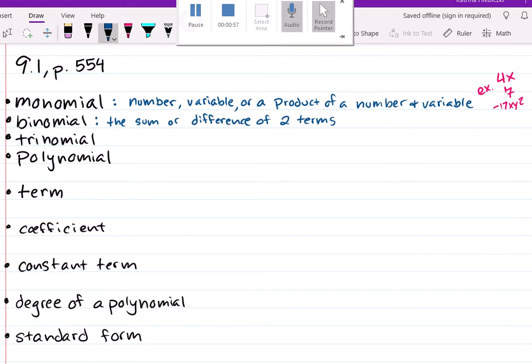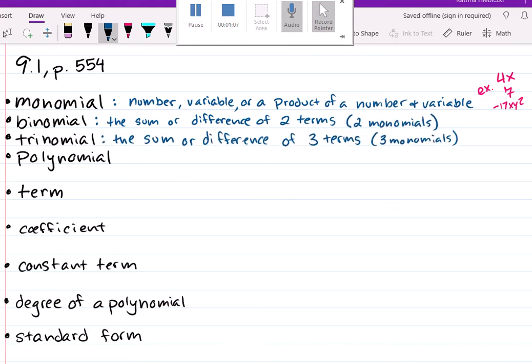A binomial is the sum or difference of two terms, so I would have two monomials. And a trinomial is the sum or difference of three terms, or three monomials. Just doing one example for each, a binomial would be something like 2x minus 7, and an example of a trinomial would be x squared plus 2x minus 7. So there's three terms there, three different monomials separated with plus or minus signs.